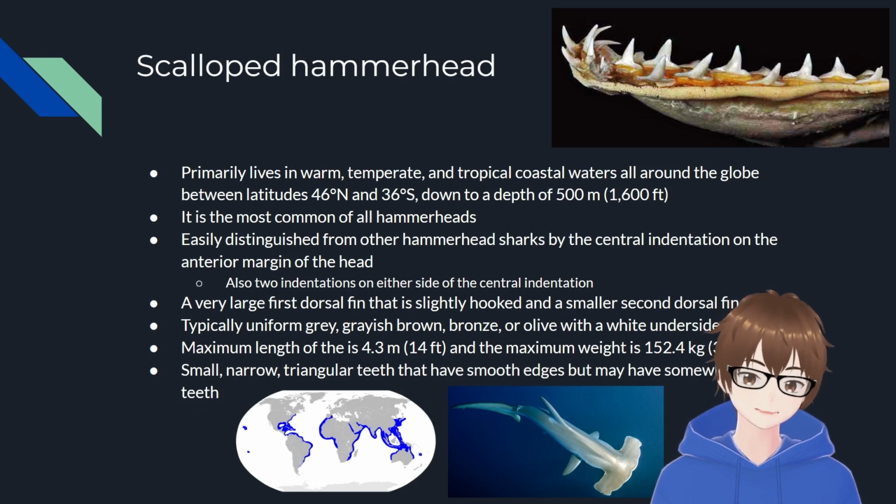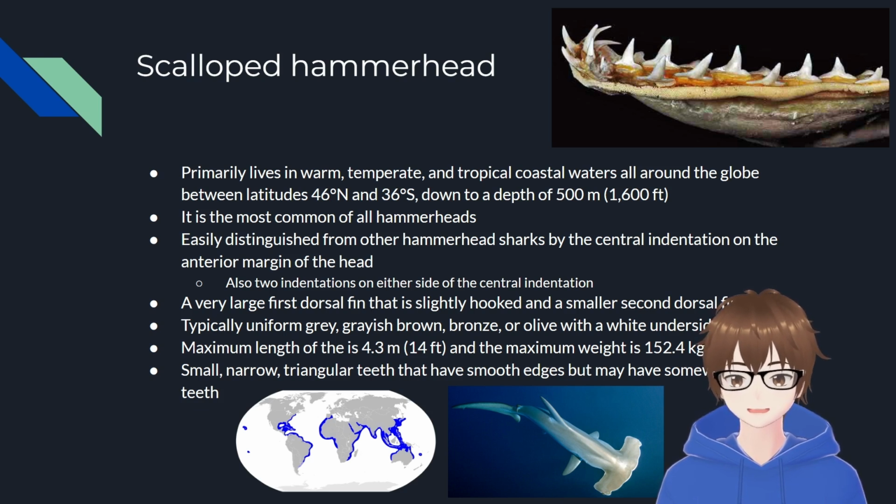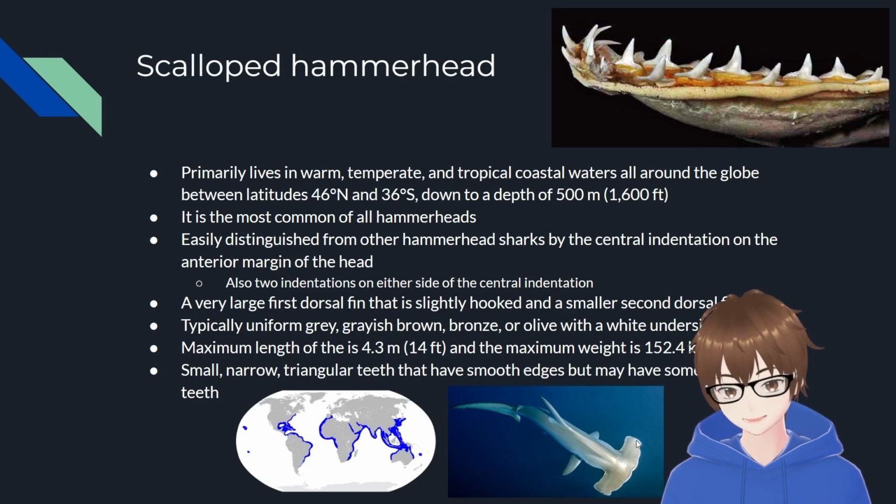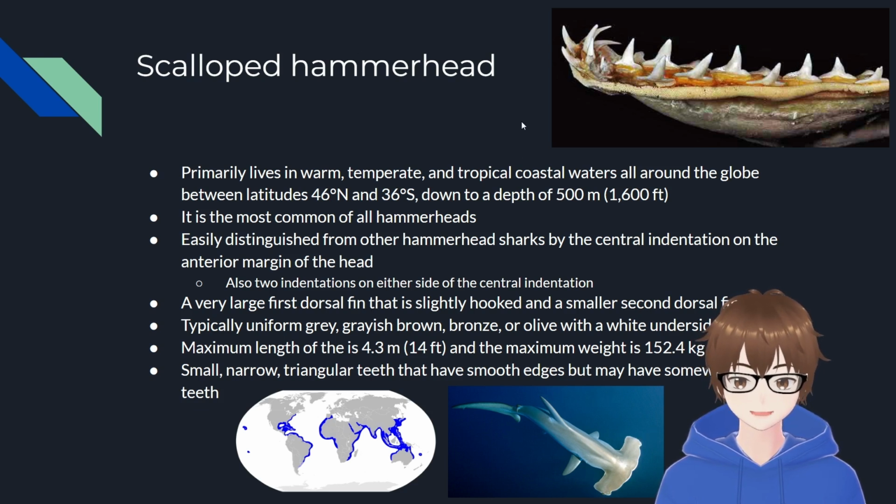Since we just talked about the scalloped hammerhead, why don't we talk about it a little bit more? Primarily, they live in warm, temperate, and tropical coastal waters all around the globe, between latitudes of 46 degrees north and 36 degrees south. They can dive down to depths of about 500 meters or 1,600 feet. It is the most common type of hammerhead shark, and it's easily distinguished from other hammerheads by the central indentation on the anterior margin of the head. Also, there are two indentations on either side of the central indentation. If you look at the picture down here below me, you can see the indentations on its head and on the picture here. That's the reason why it's called the scalloped hammerhead.